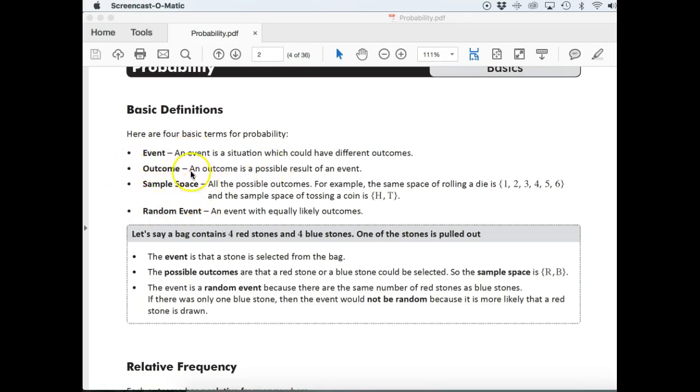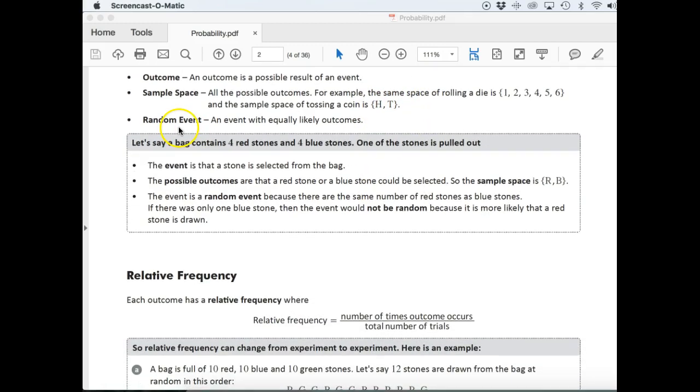Some people get a bit confused with outcome and sample space. So an outcome is a possible result, but your sample space is a combination of all the different outcomes that can happen. So if you see here, we've got rolling a dice. All your outcomes go from 1, 2, 3, 4, 5, 6. And notice they've got those little funny curly brackets. Those are what we use when we're listing our sample space. As you can see here, sample space tossing a coin, head or tail, and you can see they've got those little curly brackets again. Now a random event, as we talked, is just about having outcomes that are equally likely.